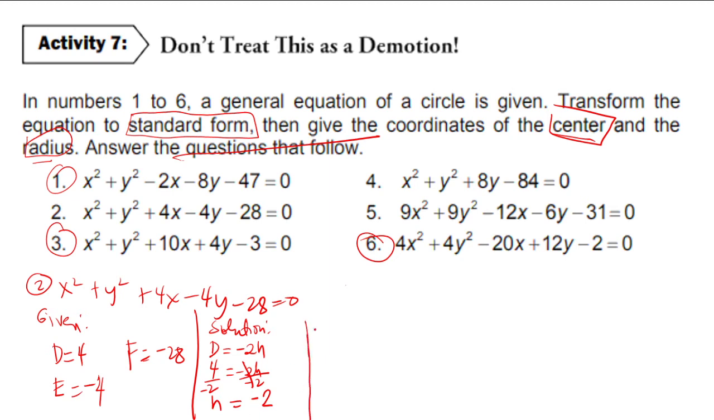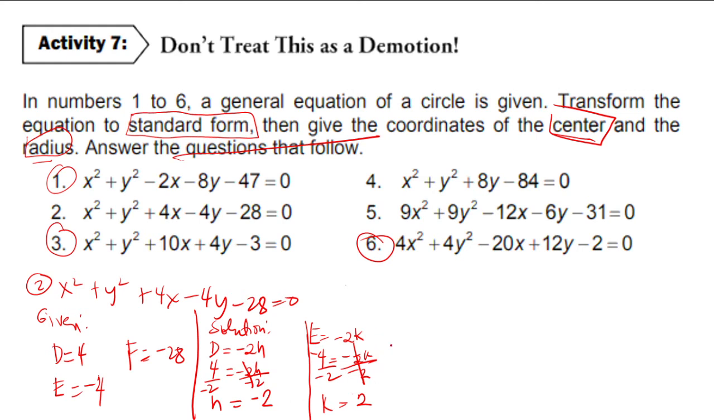Okay? Next, E. E is equal to negative 2k. And E is negative 4, is equal to negative 2k. And divide both sides by negative 2. K now is negative divided by negative, positive. 4 divided by 2 is 2. So, negative 4 divided by negative 2 is positive 2. So, meron na tayong center.